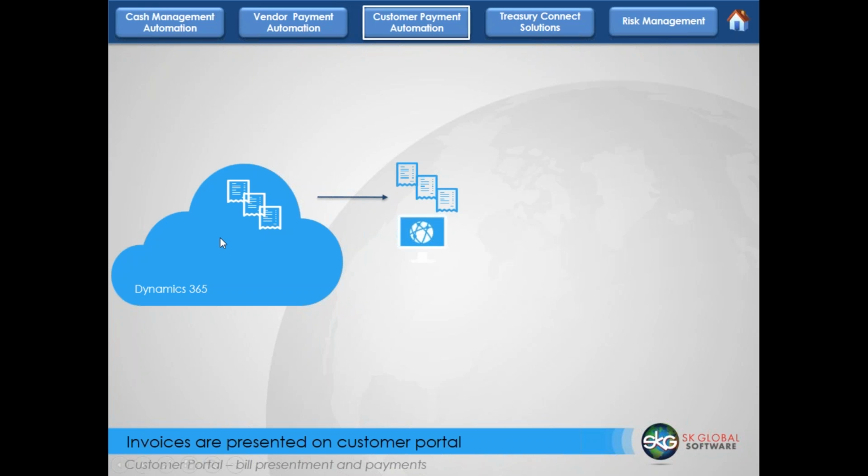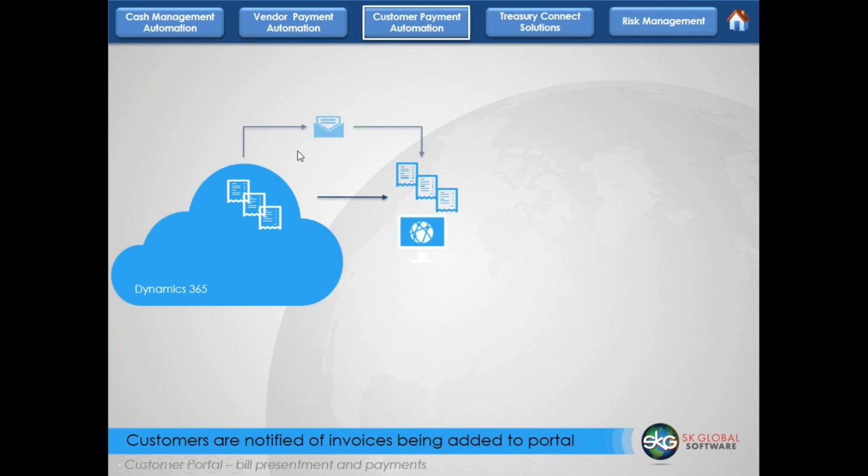This is an Azure environment. Your website can be anywhere you'd like it to be. It can be in Azure, it can be Amazon Web Service, it could be on-premise, it could be anywhere you'd like to have this other customer portal. As soon as the invoices are posted, automatically they are pushed out and available on the portal.